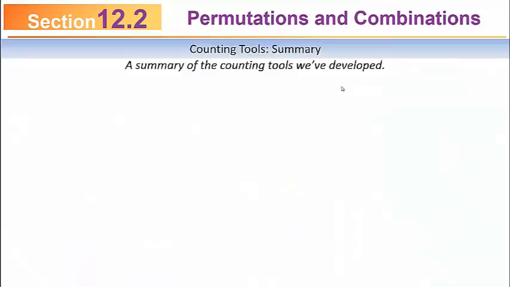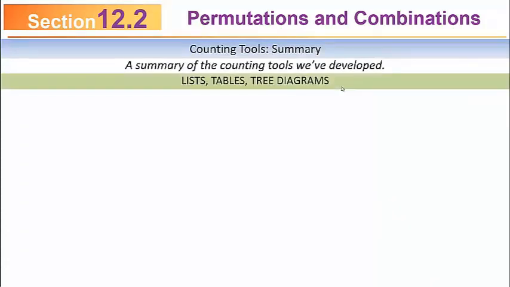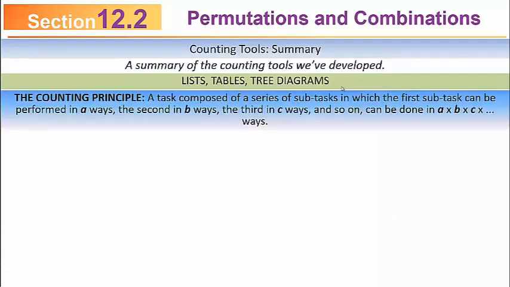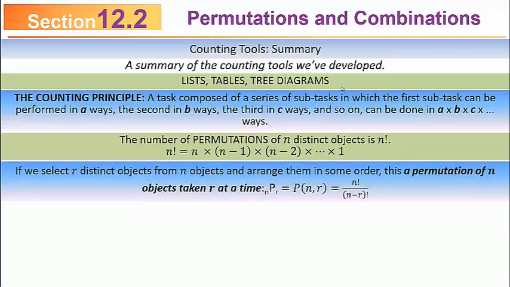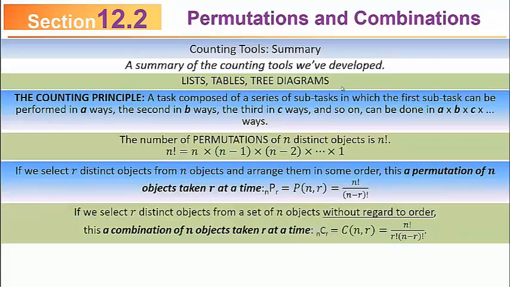Along the way, I've been building up our toolbox. I want to go through this one more time. We started off with the lists and tables and tree diagrams. Then we moved to the counting principle. Then we talked about n factorial, which is a special permutation where you take everything all at once, like n things n at a time. Then you have the permutation where you have n objects, but you're only taking them r at a time. Then you move to the combinations where you're taking n objects r at a time, but order doesn't matter. And that's where we stand with our toolbox for doing these type problems.